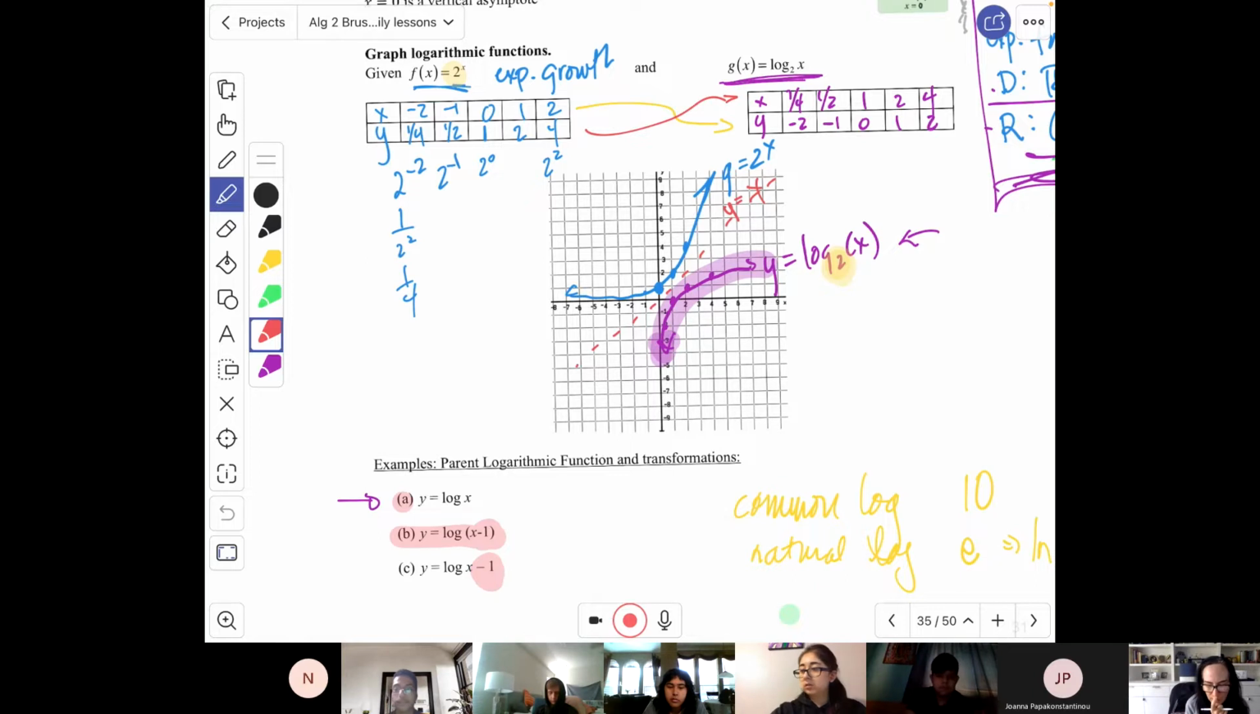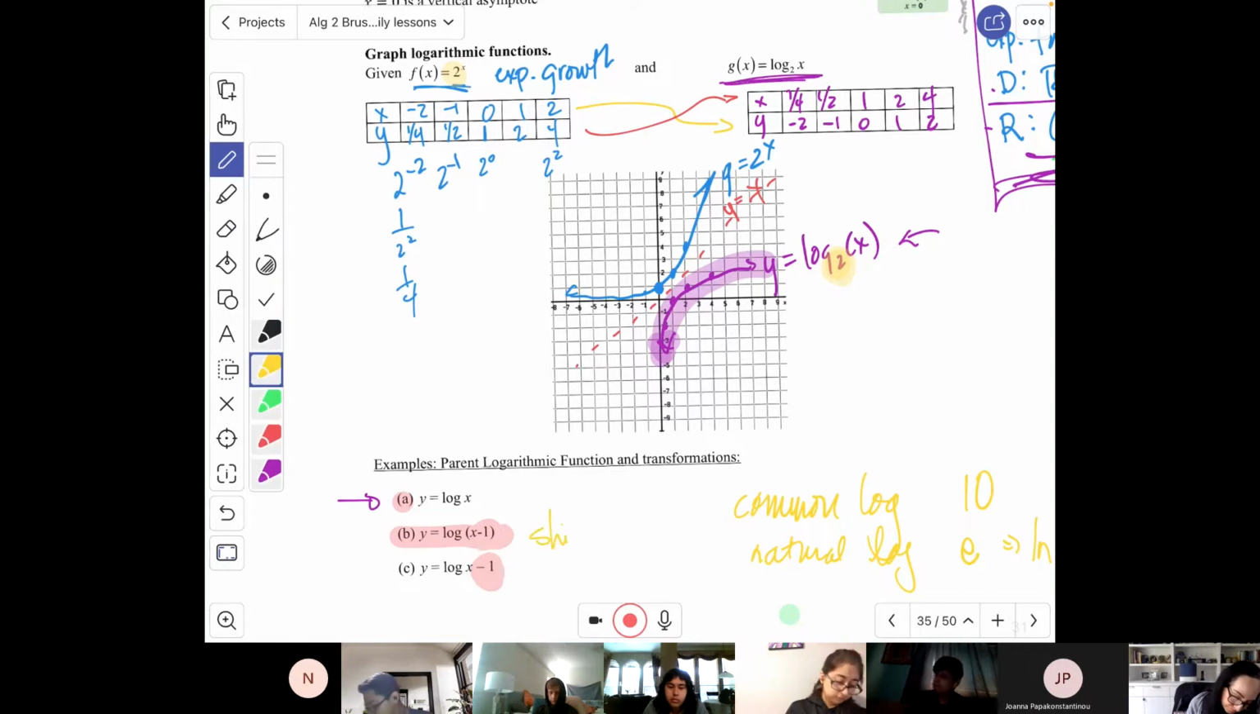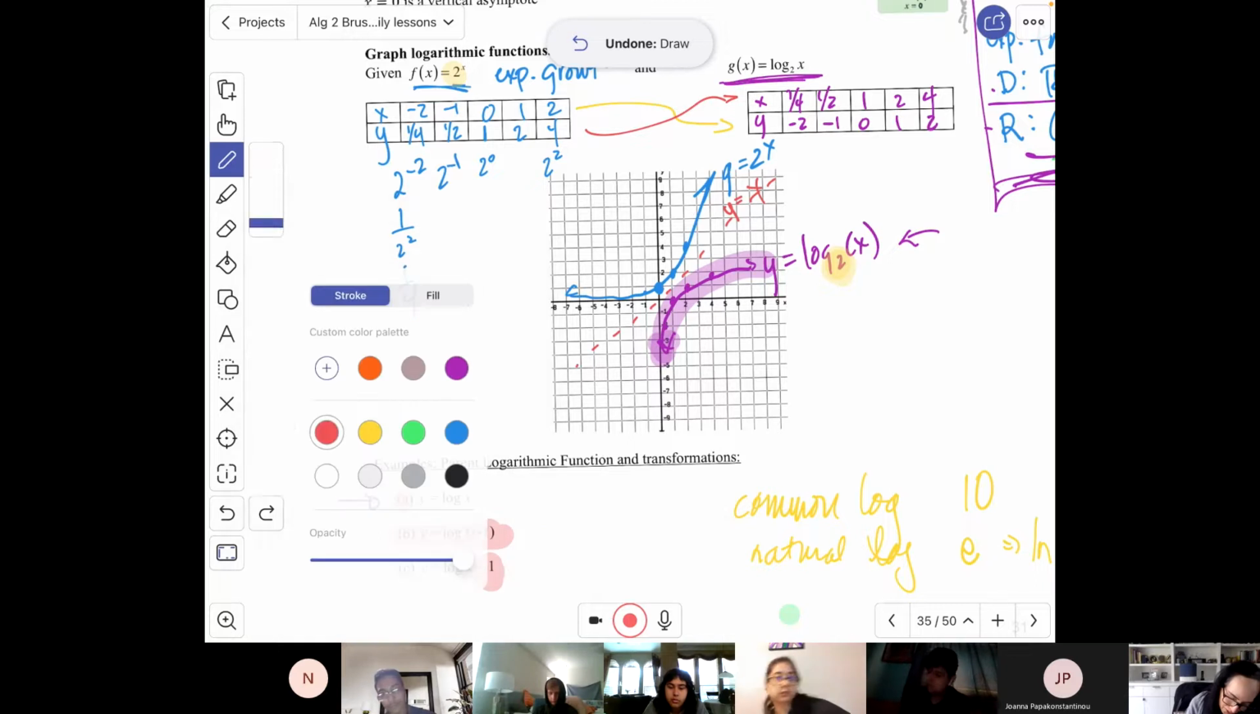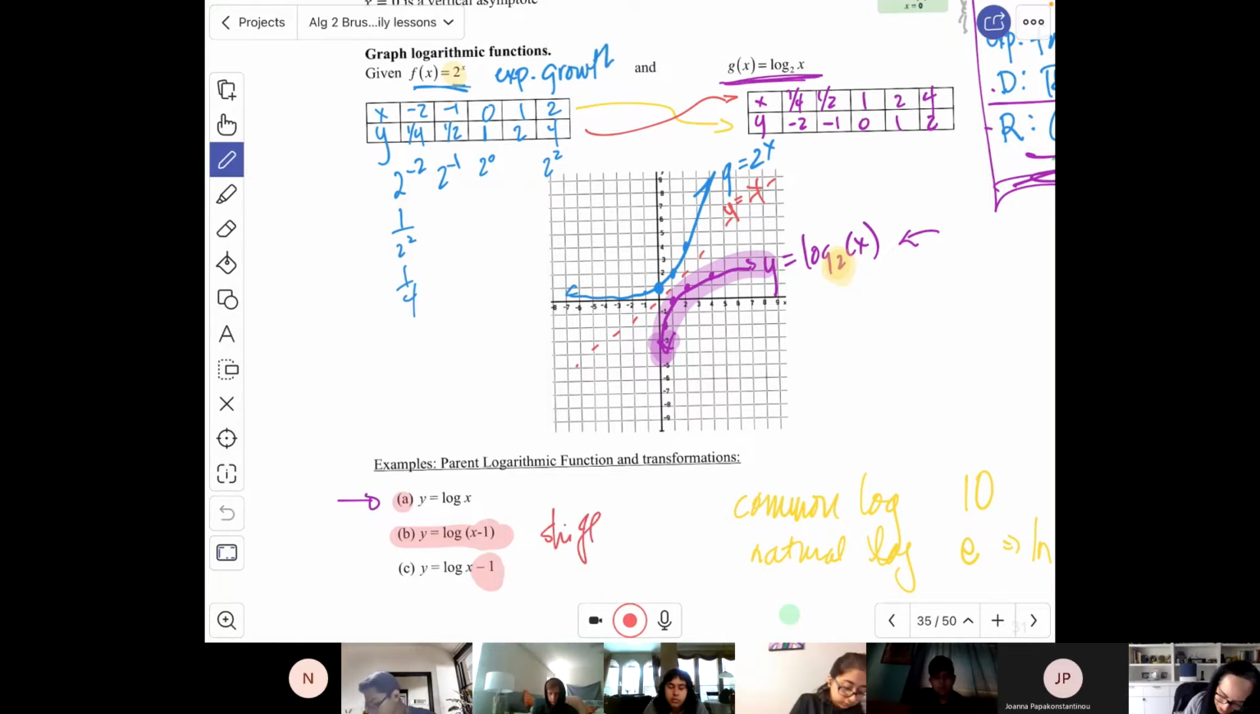What happens when we subtract 1 from x? What does that do? What transformation is that? Horizontal shift to right. Thank you. It is a shift right. So if anything, your takeaway from this class is that we know transformations and parent functions and domain and range and inverse. So this is a shift right one. So then we would just do this, right?